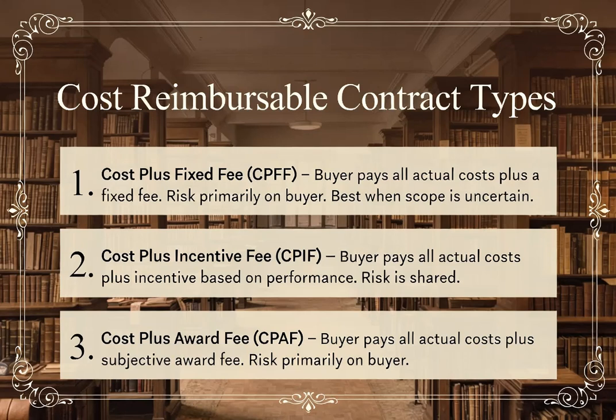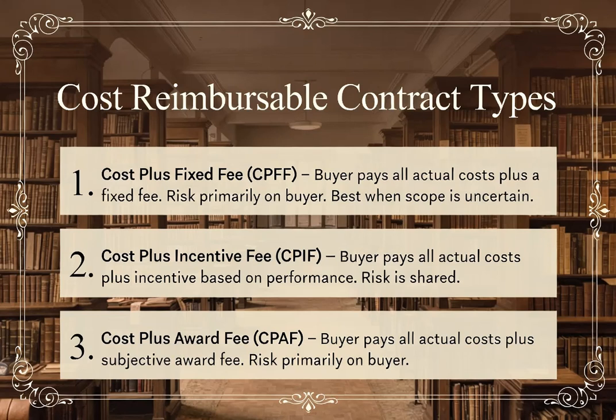The main types of cost reimbursable contracts include cost plus fixed fee contract, or CPFF. The buyer pays all actual costs plus a fixed fee that does not change. Risk is primarily carried by the buyer, best used when the scope is uncertain or likely to change and the seller needs a guaranteed fee.